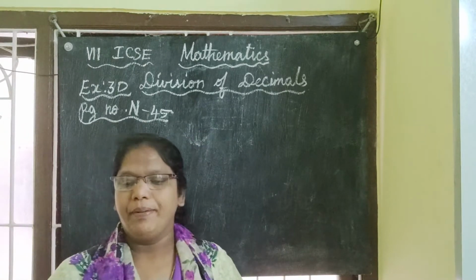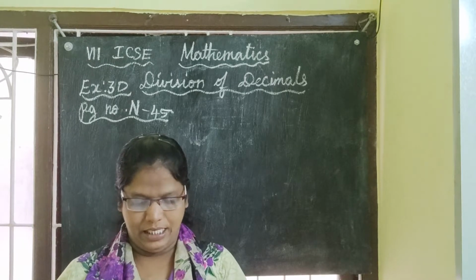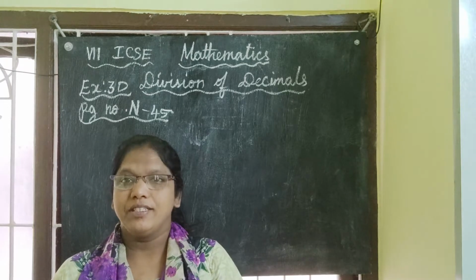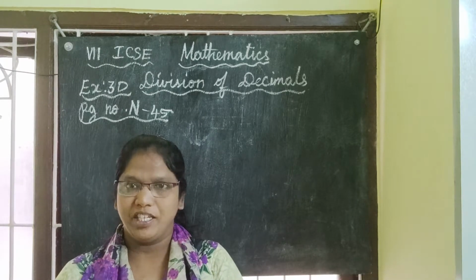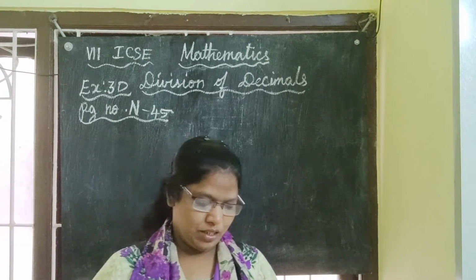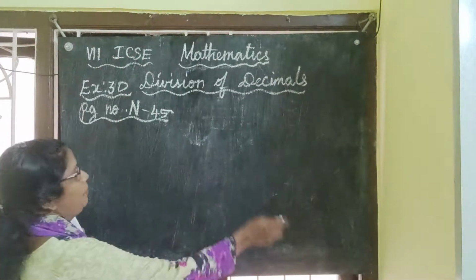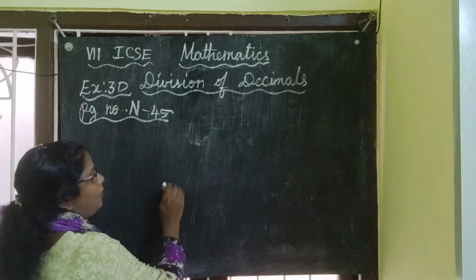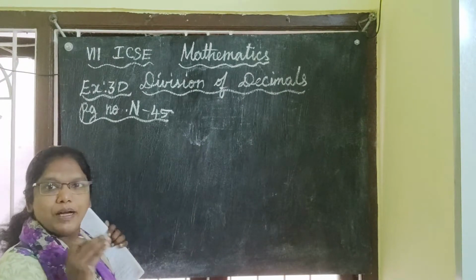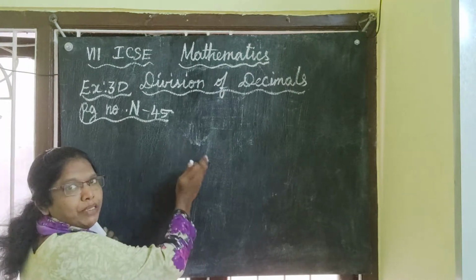Children, till now we have completed exercise 3C. From the decimals we have completed addition, subtraction and multiplication. Today I am going to teach how to do division of decimals. Already I taught you in the beginning: if the denominator is 10 or 100 or 1000, multiples of 10, we have to move the decimal point for that many digits.